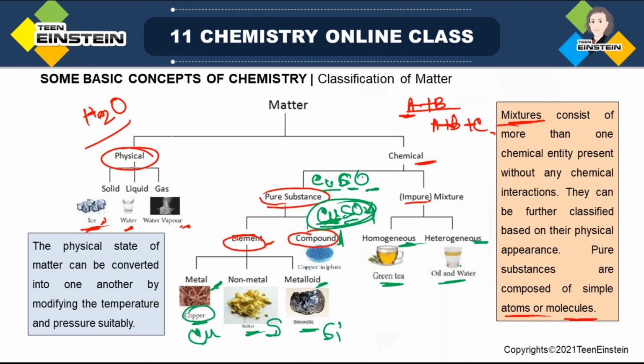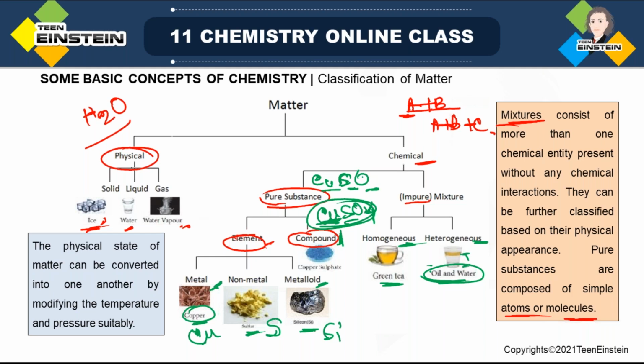But when it is heterogeneous, for example oil and water. If you take oil and water together and shake vigorously, and keep it for some time, gradually there will be layer separation. So this is the layer of oil, this is the layer of water. They do not mix with each other. In this case, you can see this layer. Just by looking at it, you can understand there are two different phases present. It is not a single phase. That is why it is heterogeneous.